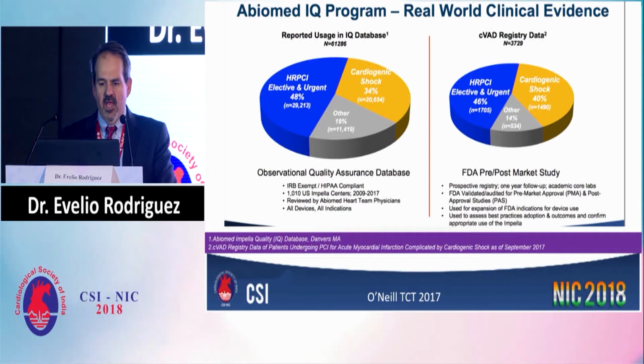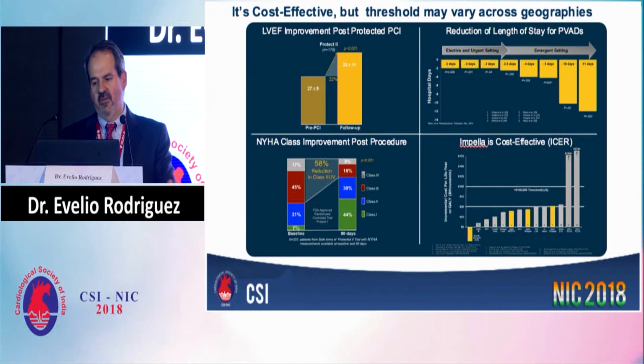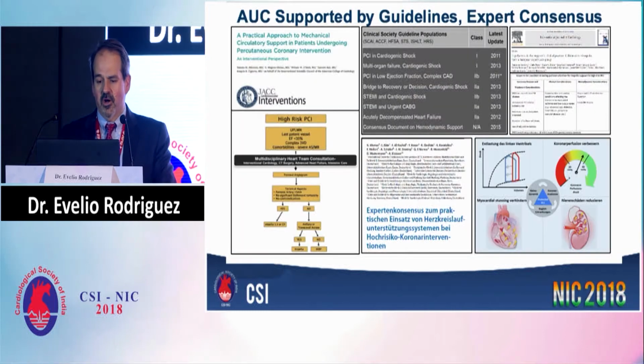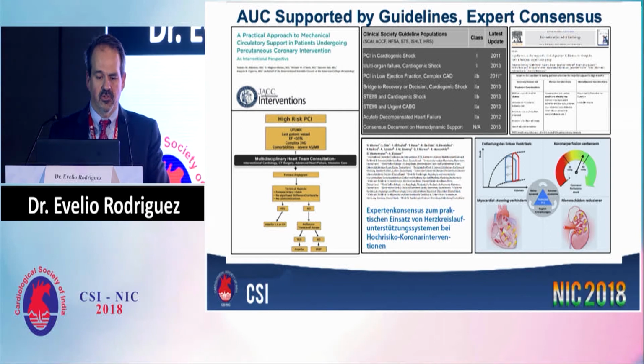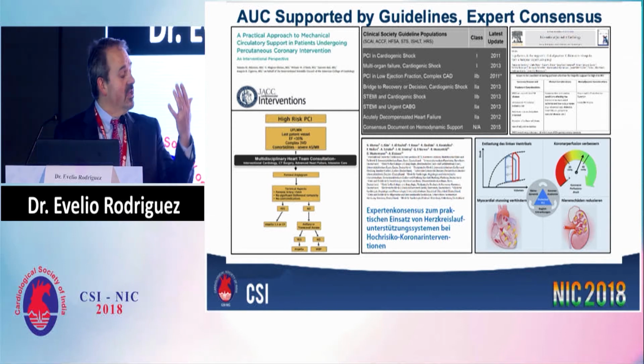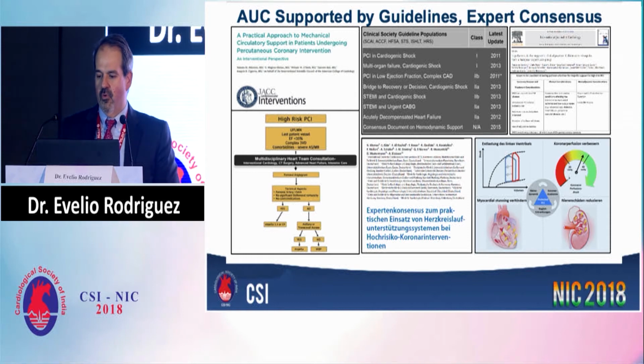When you look at the real world, what Impella is being used for, most of the cases are for elective and urgent PCI, around 50%, and then around 35% is for cardiogenic shock. So kind of a mix of half and half. This is the same that I showed before. There's improvement in ejection fraction, and then also there has been shown to have some cost effectiveness depending on the markets. And therefore, based on all the studies, there's an expert consensus study, and the guidelines are here where you have PCI and cardiogenic shock, a class 1 indication, and you can see there what the more recent ones are.